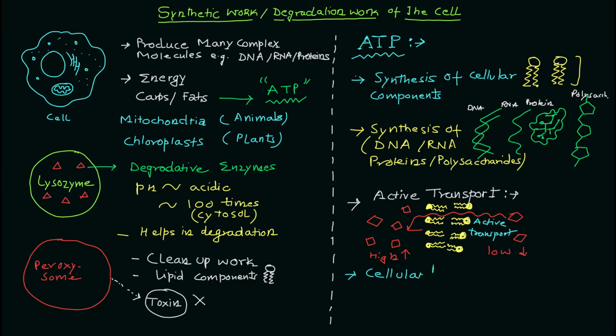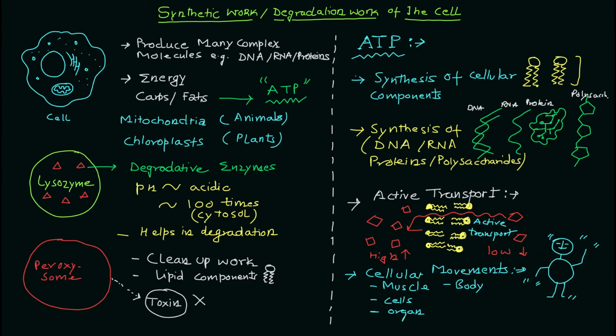Next, you need to utilize ATP molecules in cellular movements. When you're moving things, when you're moving your body, when you're moving your hands, you're moving your muscles, you are using energy to do that. So we need ATP molecules to move muscles. For cellular motion, for organ motion, as well as body motion, you need ATP molecules. So these were some of the examples that utilize ATP molecules.